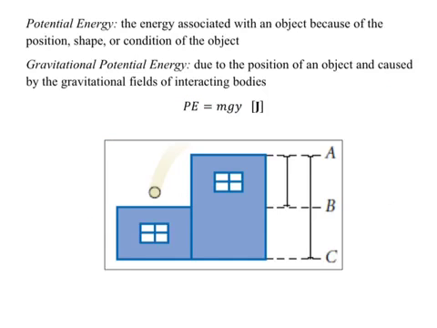Let's take a look at potential energy now. Potential. The word potential means having the ability to do something. So potential energy is the energy associated with an object because of its position, its shape, or its condition.